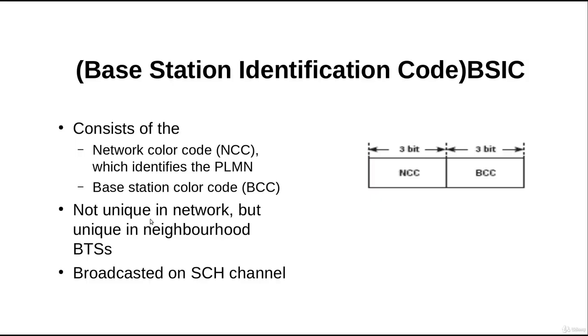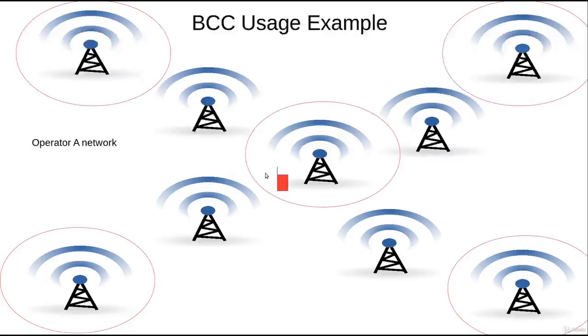The base station identification code needs to be unique, and why it is needed we will come to see later. And this base station identification code is basically broadcast on the SCH, the synchronization channel. Now, first of all we come to the usage example of the base station color code.